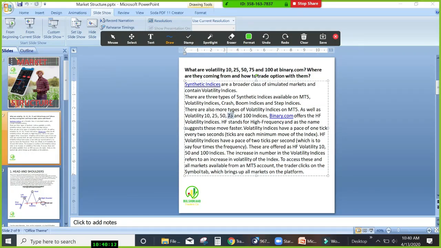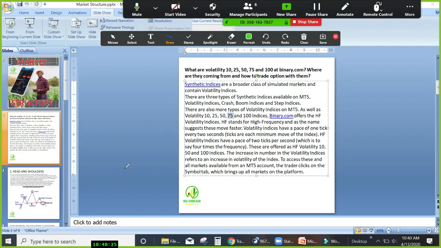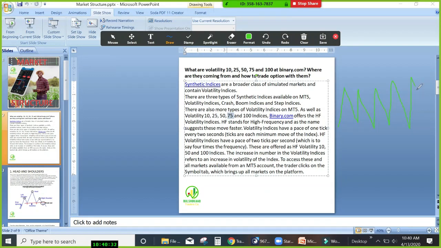Like, let me talk about HF, which I've already explained. HF indices or HF volatilities, they always have the zigzag behavior, like this zigzag. The HF, the high frequency volatilities, they always move up till the resistance and down till the support. They always go up, down, up, down, up, down. They always have that behavior.